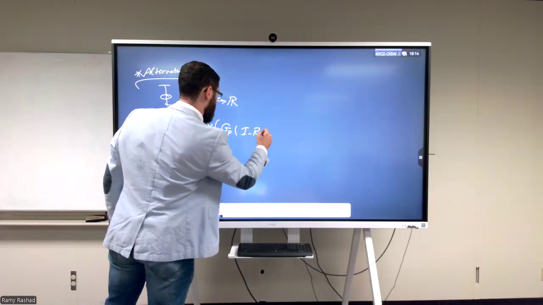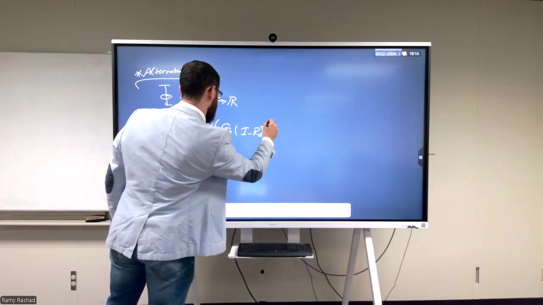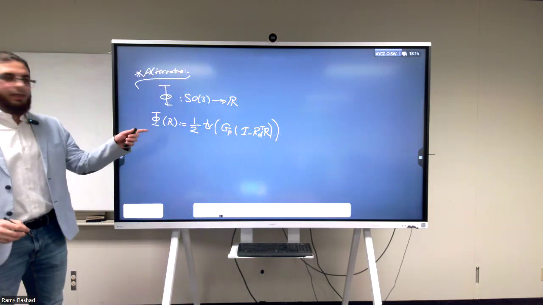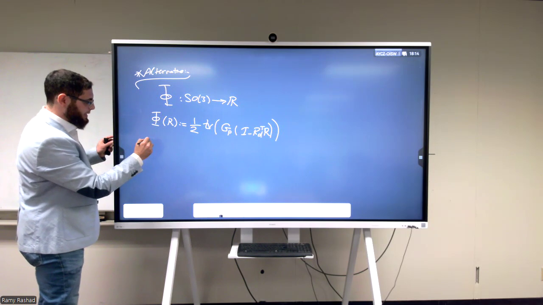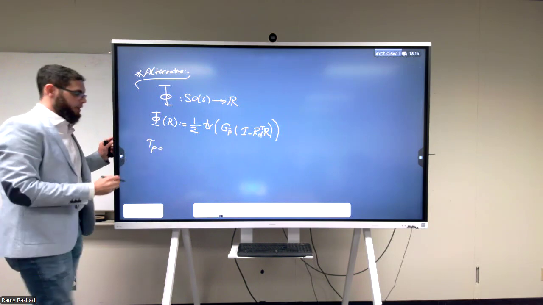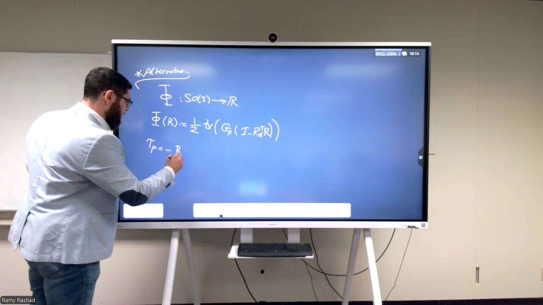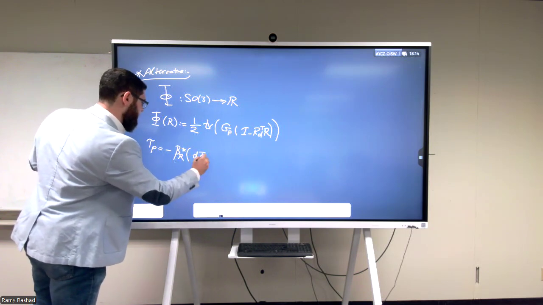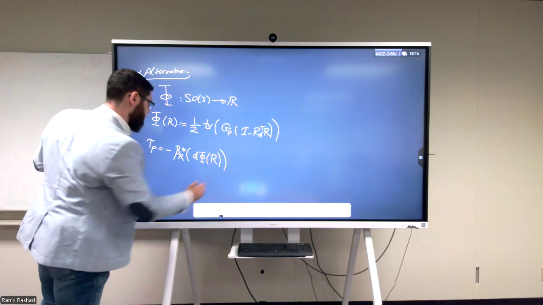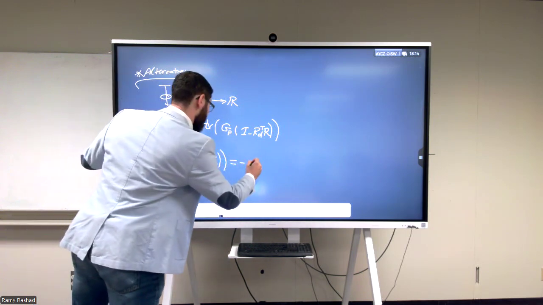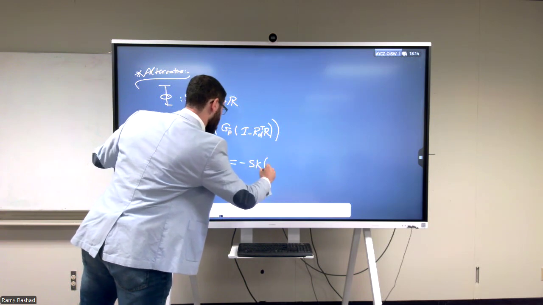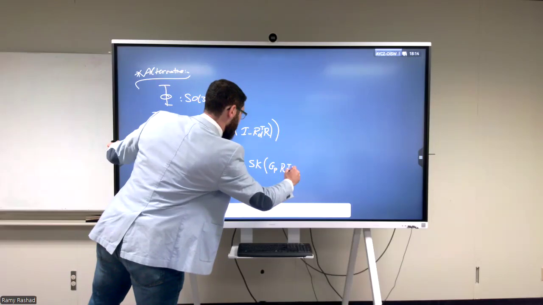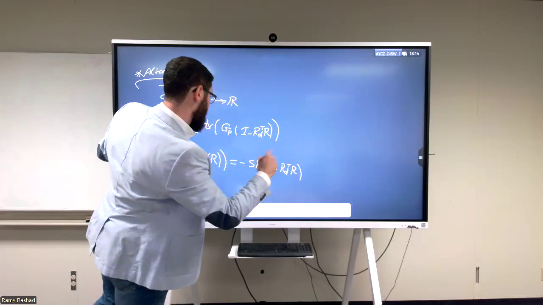Identity minus RD R transpose. Okay. And with this controller, you can say that the proportional term is equal to minus beta R of D of this function directly. And you're going to get that this is equal to the skew symmetric term of GP multiplied by RD R. Hopefully, yes.